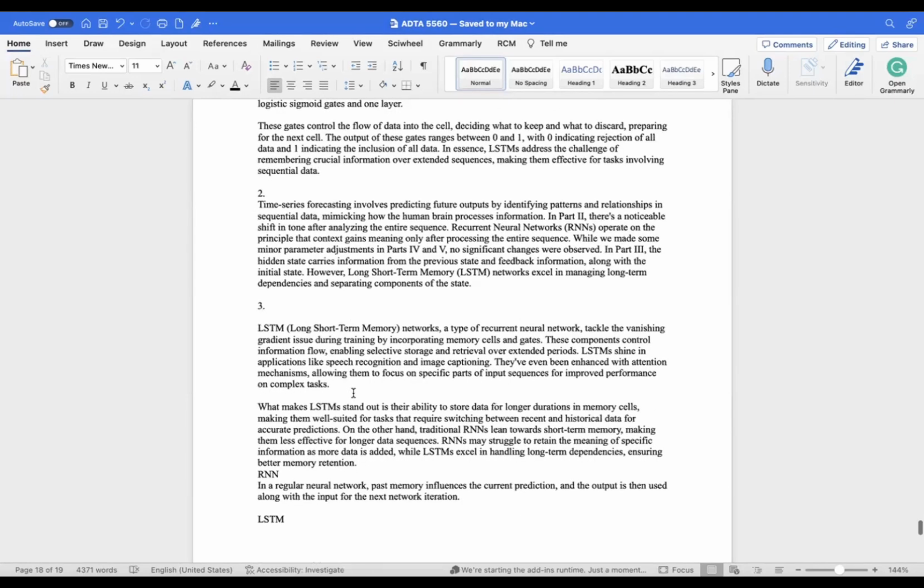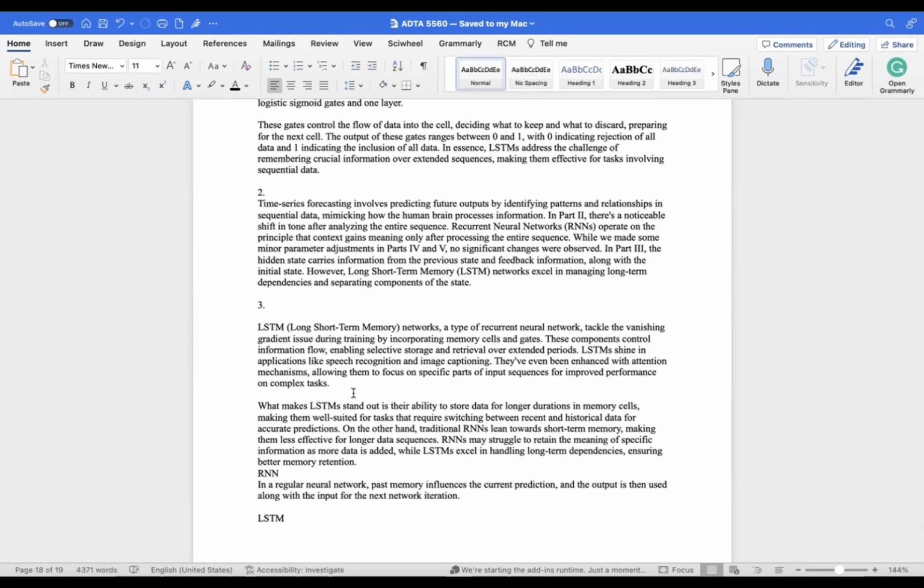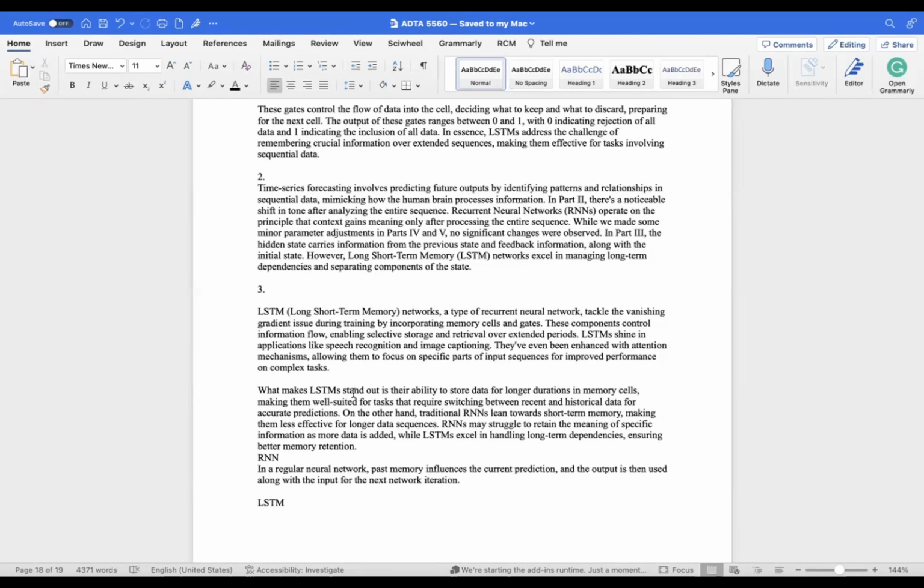LSTMs handle the vanishing gradient problem by using memory cells and gates, allowing selective storage and retrieval over extended periods. LSTMs are rock stars in speech recognition and image captioning, thanks to enhancing features like attention mechanisms. All of these applications come under LSTM applications. So let's compare RNNs versus LSTMs. RNNs are the basics; LSTMs are the advanced version with separate cell states for better long-term memory. Gates in LSTM control the data flow, managing what stays and what goes, making it easier to handle long-term dependencies.